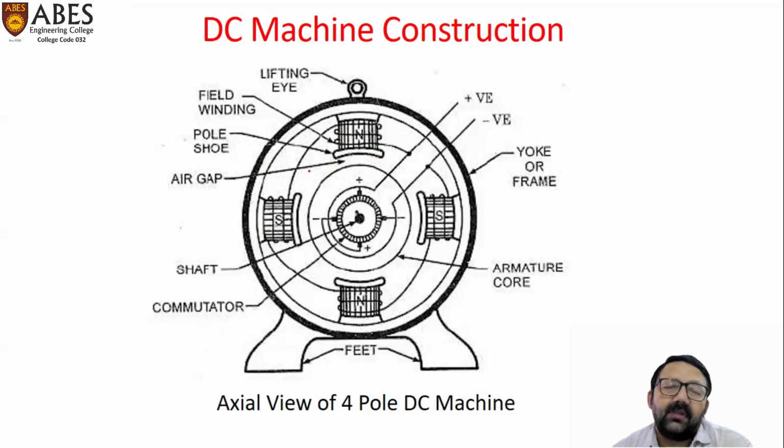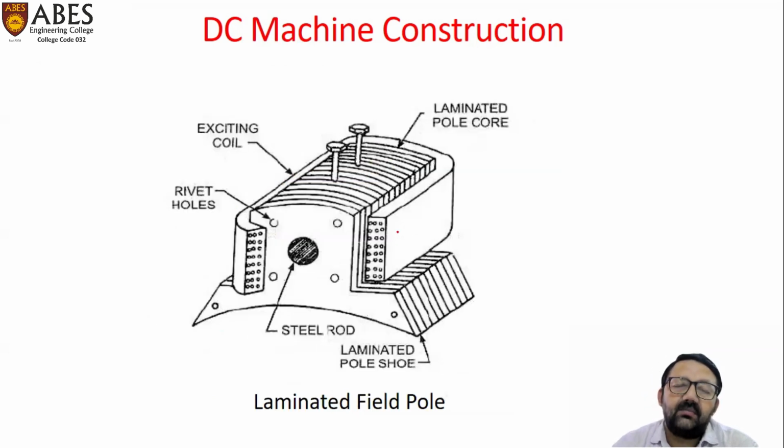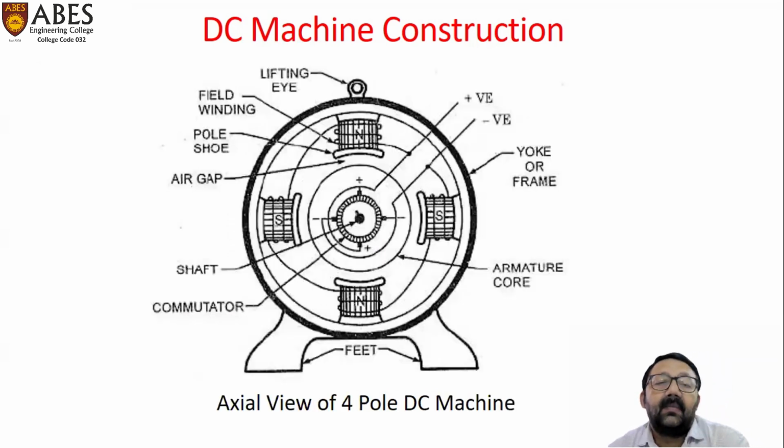The field poles, basically, are made up of laminations, and their construction can be shown in this slide. This is a laminated field pole. Now, the main reason behind using such a laminated structure is to minimize eddy current. Now, the question arises: why are the eddy currents developing? So that we can discuss here.